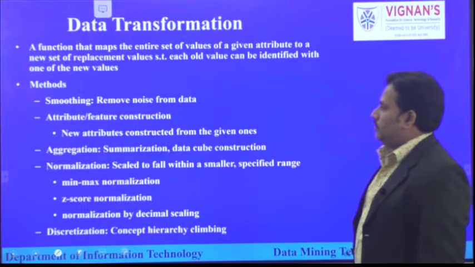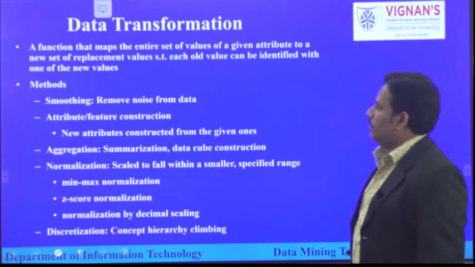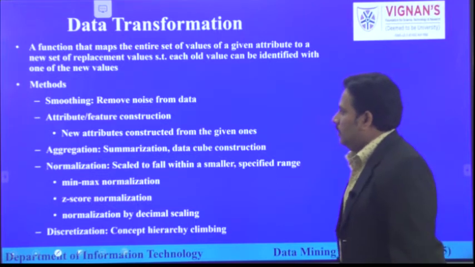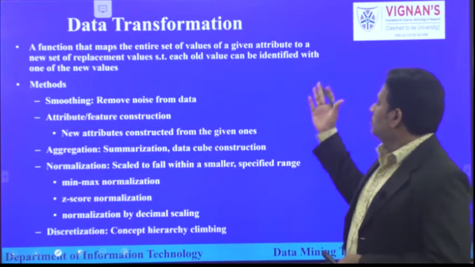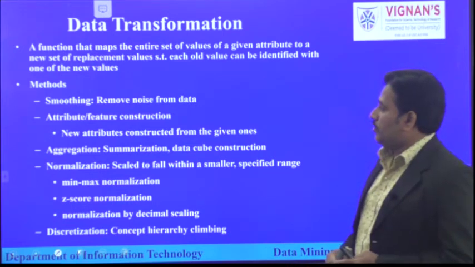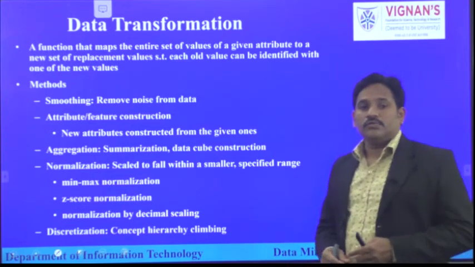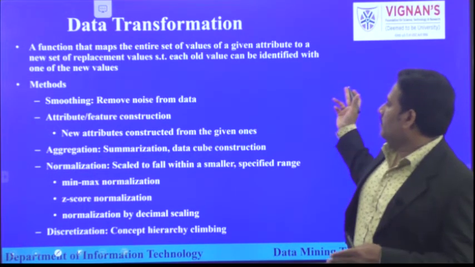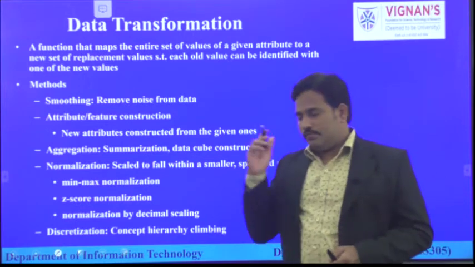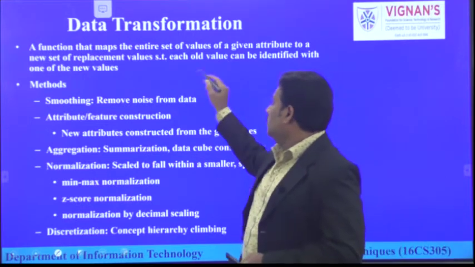Now data transformation. What is data transformation and why do we have to use it? A function that maps the entire set of values of a given attribute to a new set of replacement values. So what is the meaning of this, mapping the entire set of values to a new set of values? Let's take one small example.